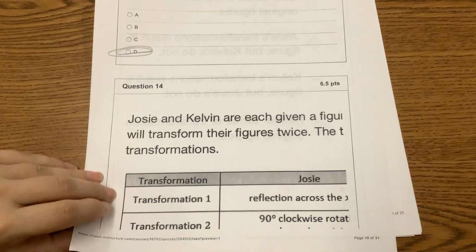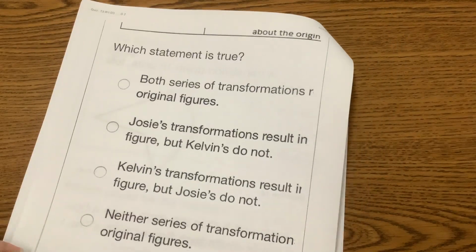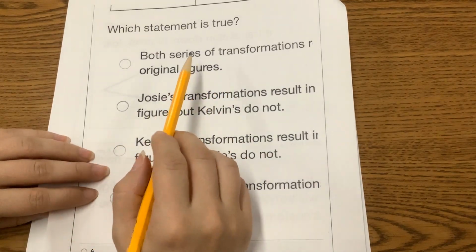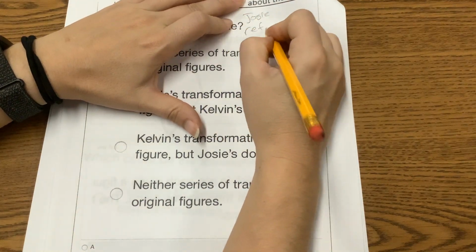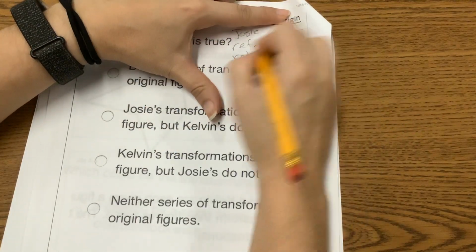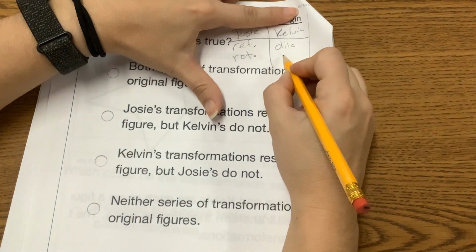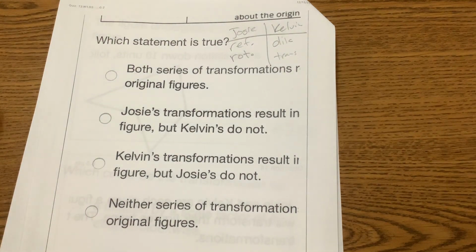Let's see, 14, 15. So 14 says, the chart's not visible on this copy, but Josie does a reflection and a rotation. So a reflection and a rotation. And then Kelvin does a dilation and a translation. Whose shape is no longer congruent?